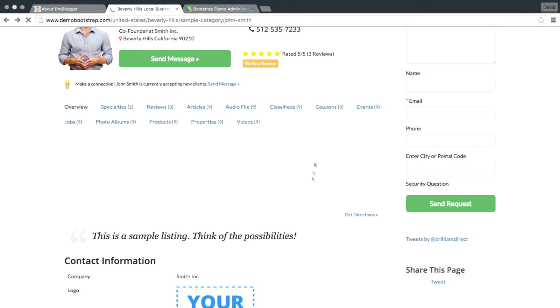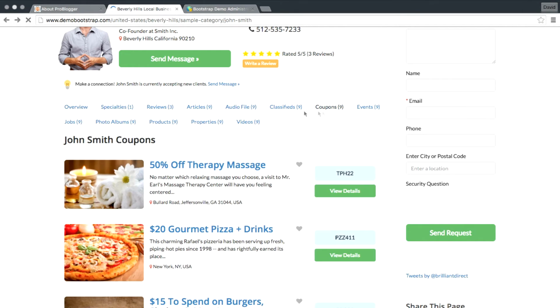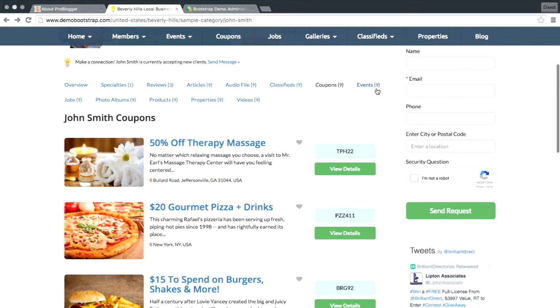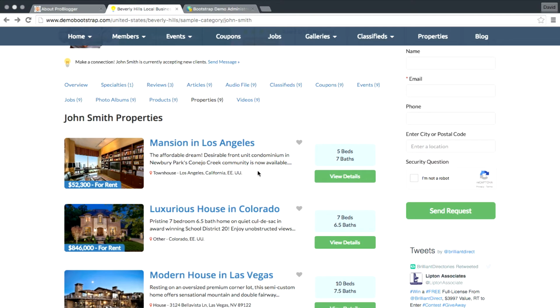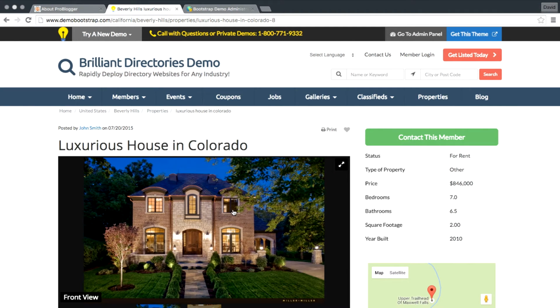In addition, John Smith has published some coupons about his business. And each coupon and other types of content like events and job postings, maybe his company is hiring. Maybe he's a real estate agent and he has some properties that are available. Let's click on one of his listings. Any one of these pieces of content adds value to your site. And you don't have to lift a finger. John is doing all the work himself. And we're going to talk about why John is doing this, by how to incentivize members, in just a moment.